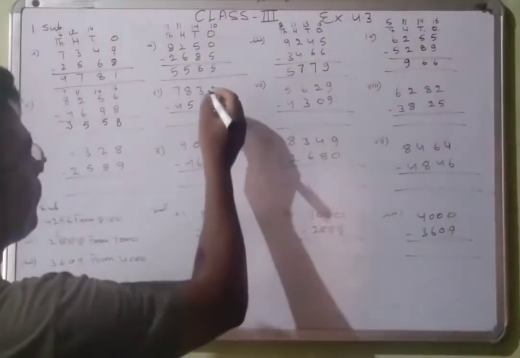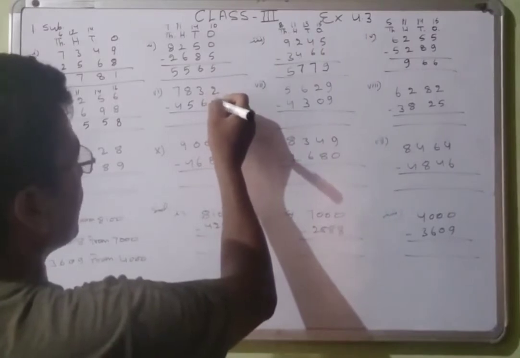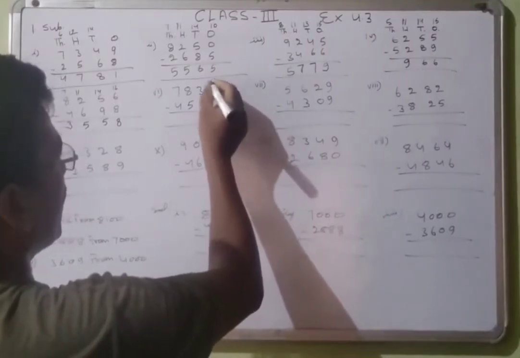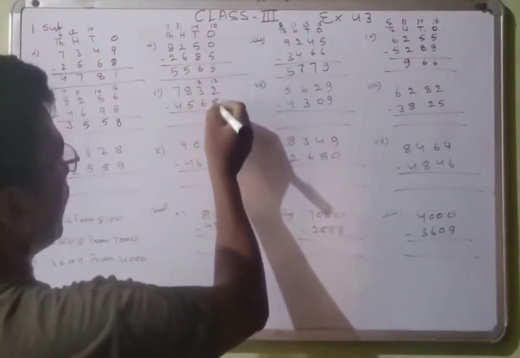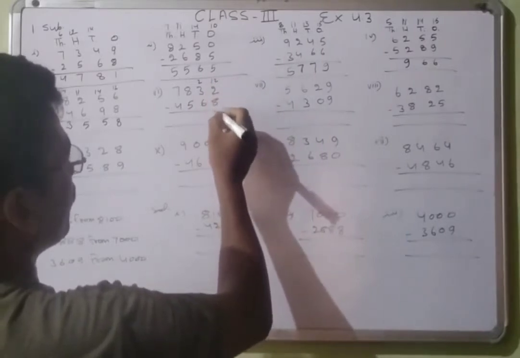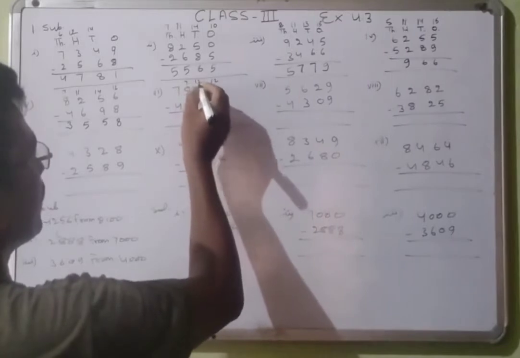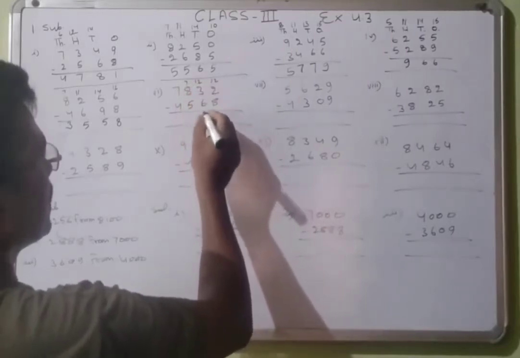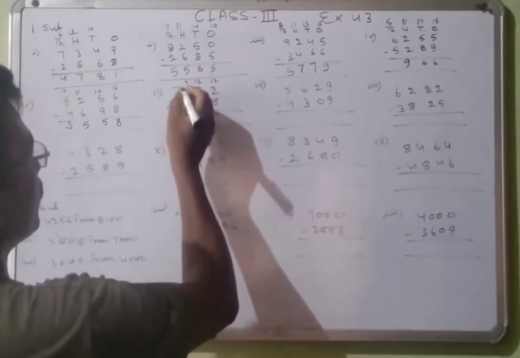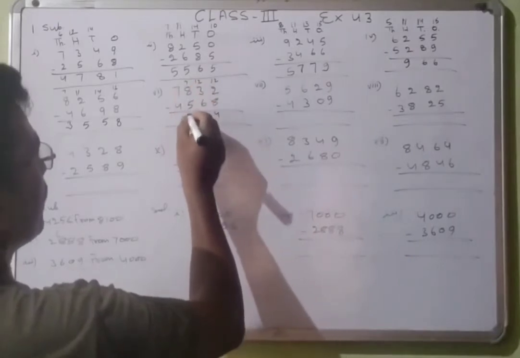Similarly here, 2 less 8 is not possible. So this will be 12 or this will be 2 by carry. 12 less 8, 4. Now this will be 7. This will be 12. 12 less 6, 6. Now 7 less 5, 2.